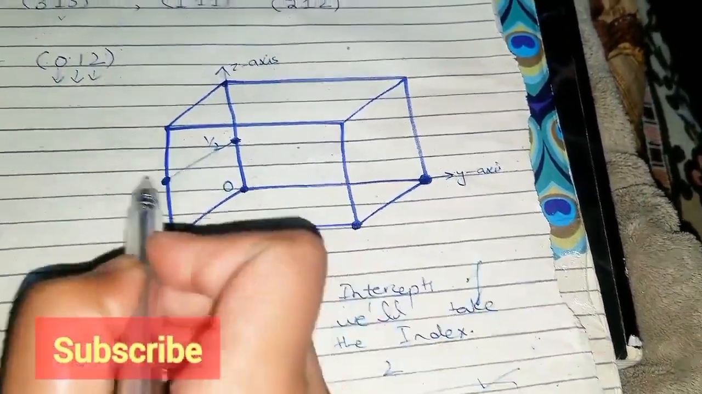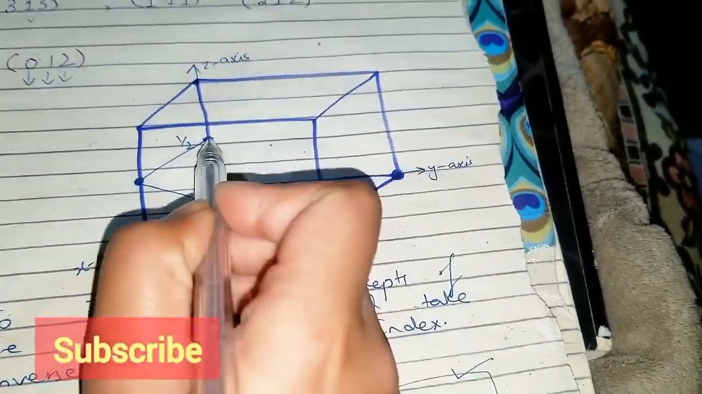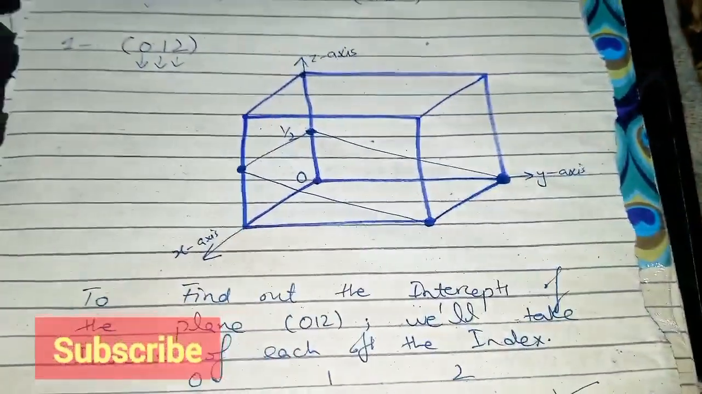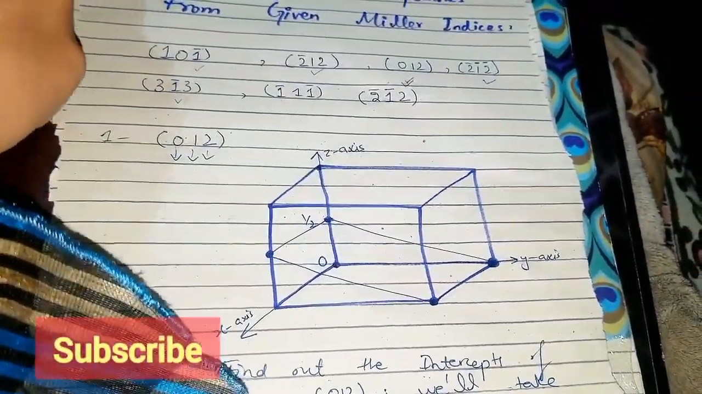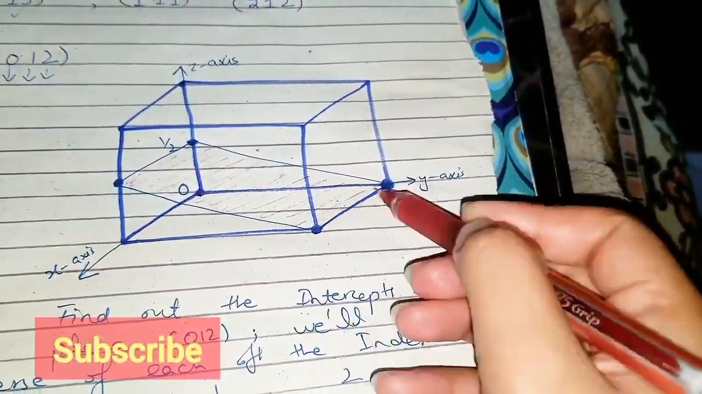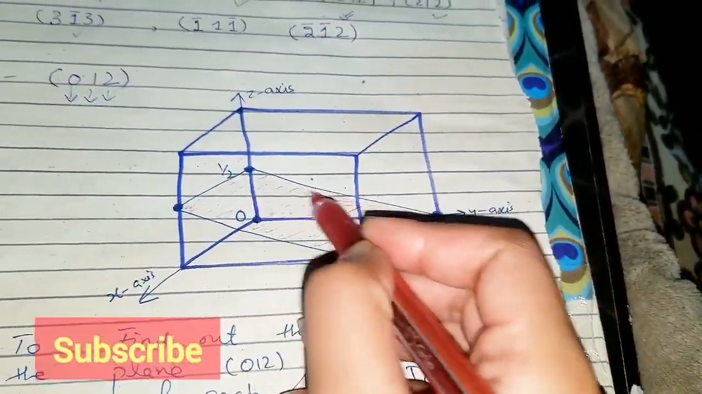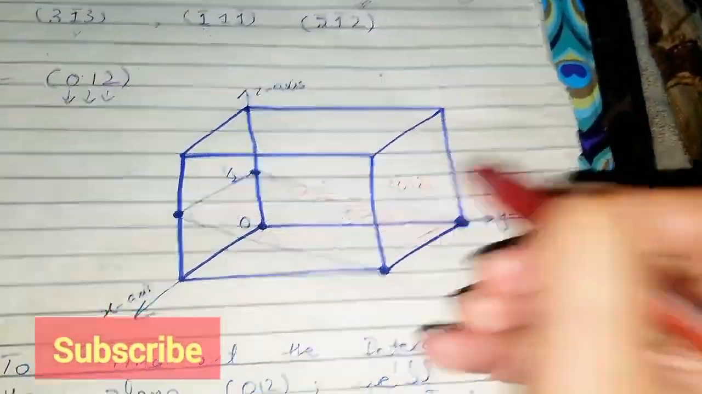So we'll join these 2 points together and these 2 points together, and this is the plane 0 1 2. Shade it like that. So this is the plane 0 1 2.